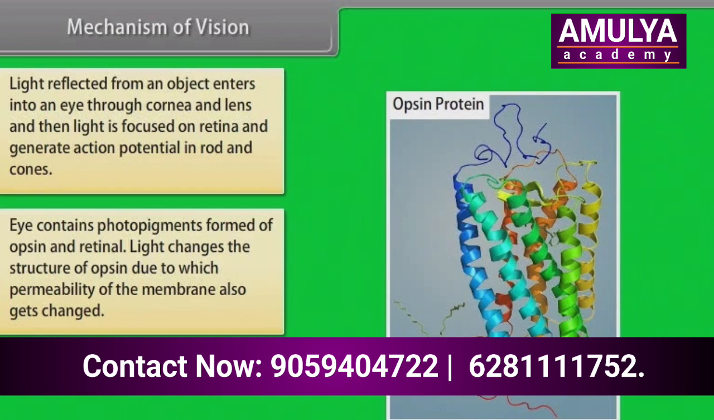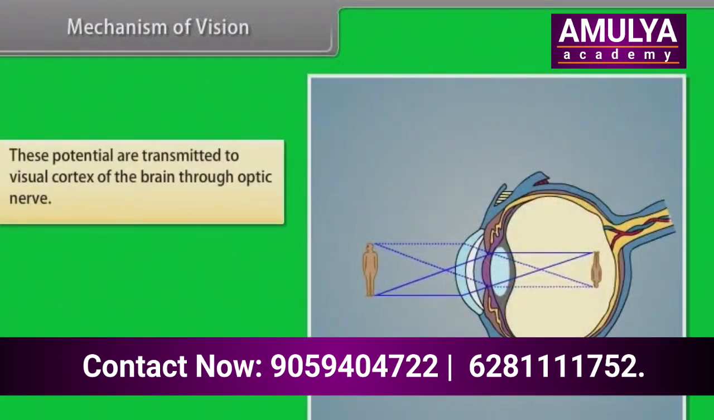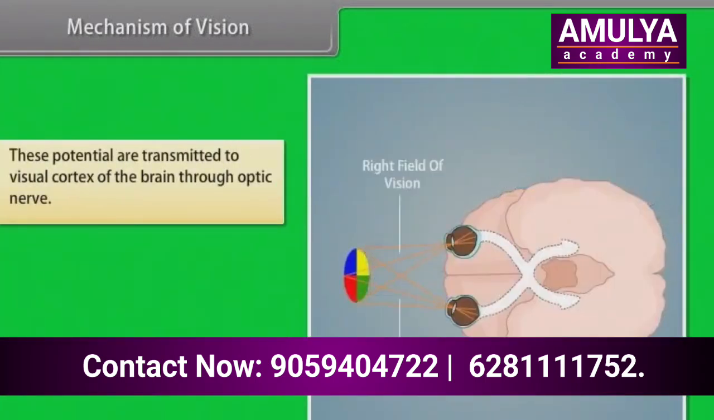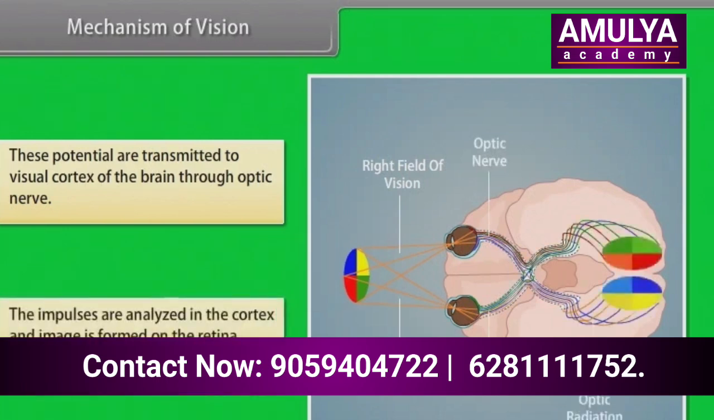Light changes the structure of opsin, due to which the permeability of the membrane also changes. It creates a potential difference in the photoreceptor cell, which generates action potential in the ganglion cells through the bipolar cells. These potentials are transmitted to the visual cortex of the brain through the optic nerve. The impulses are analyzed in the cortex and the image is formed.